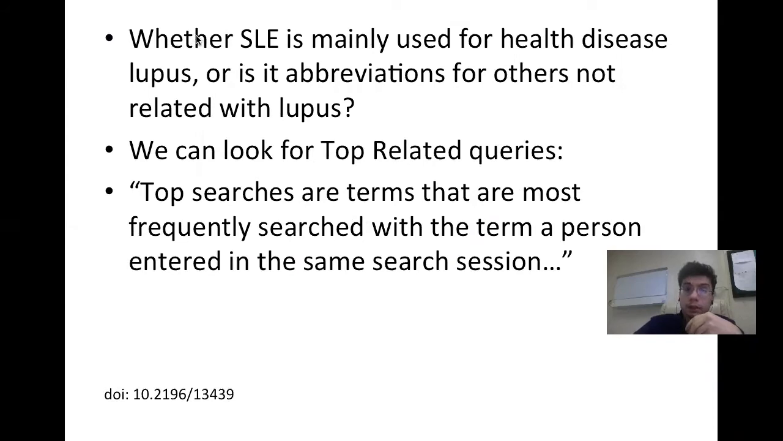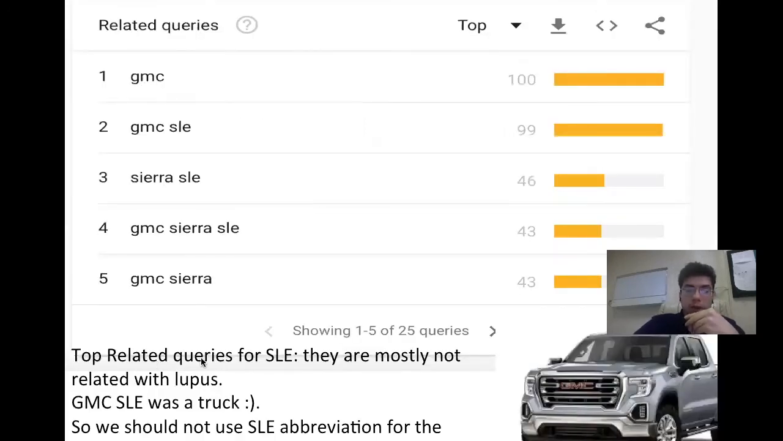The next question would be if SLE is an important abbreviation. So is SLE mainly used for lupus, or is it also an abbreviation for other topics that are not related to lupus? So let us look at the top related queries on Google Trends. These top related queries or top searches are terms that are most frequently searched with the term a person has entered. When I looked for the abbreviation SLE, the most common search was for the GMC truck. So should we not use the SLE abbreviation for information on lupus? No, that is not true.